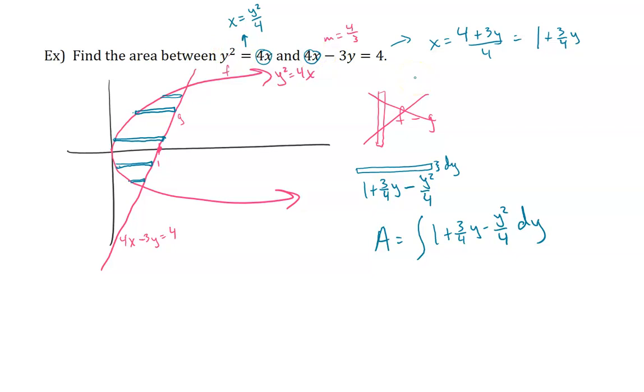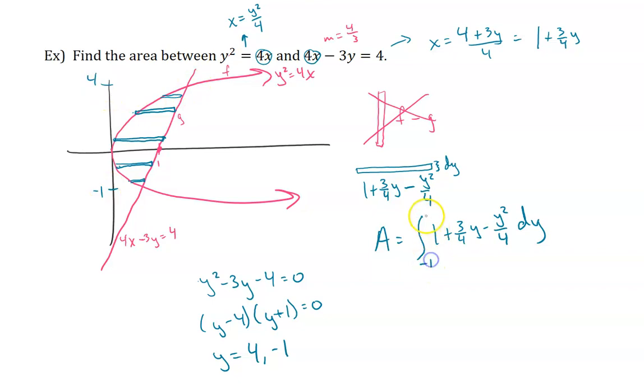So I'm going to come down here and do it. So we get y squared minus 3y. I'll subtract 4 from both sides, set this equal to 0 because we subtracted 4. So we get y minus 4 times y minus 1. Oops, sorry, y plus 1. So y equals 4 and negative 1. So the y-coordinate here is negative 1, the y-coordinate up here is 4. We're integrating from negative 1 to 4.